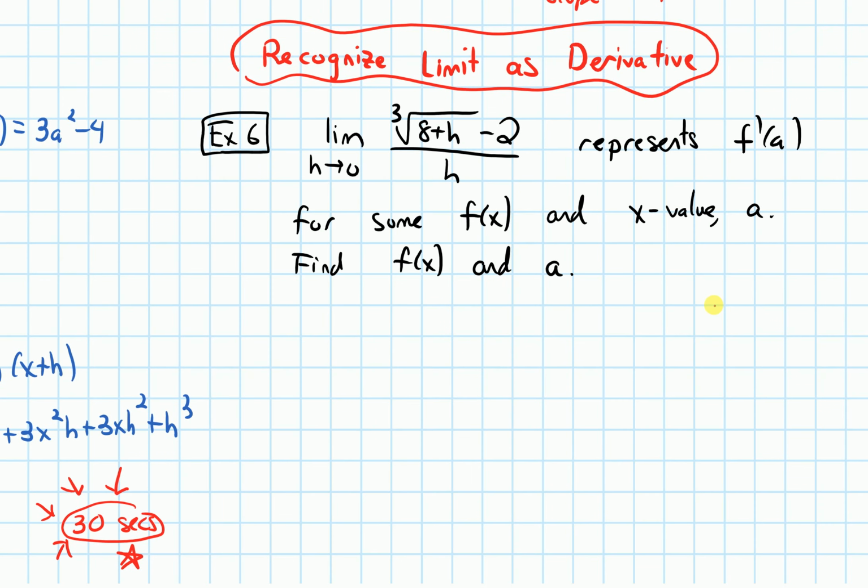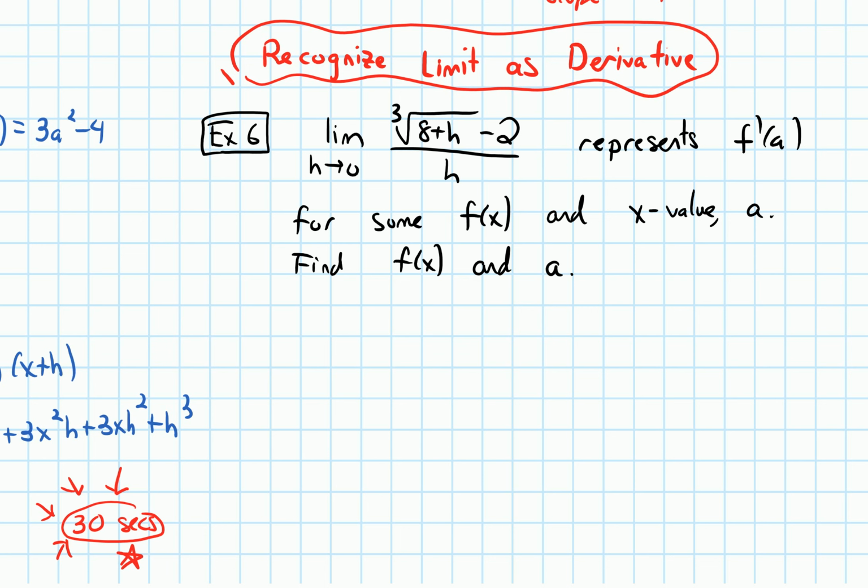In this video, we will do an example that is secretly a definition of a derivative in disguise and talk about how we recognize that limit as being a derivative. The example is the limit as h approaches 0 of the cube root of 8 plus h minus 2, all over h. And this represents f prime of a for some function f of x and some x value a. Our goal is to find f of x and a.